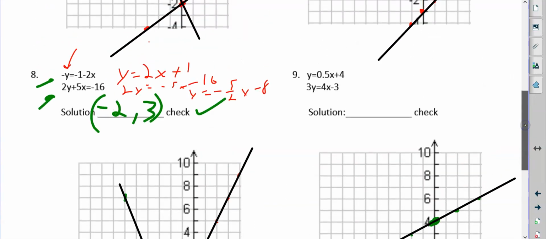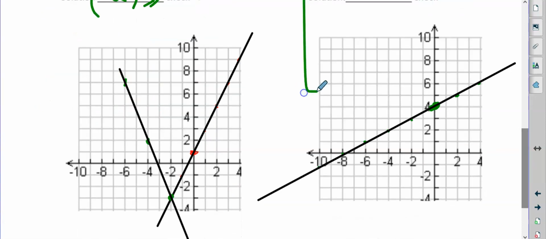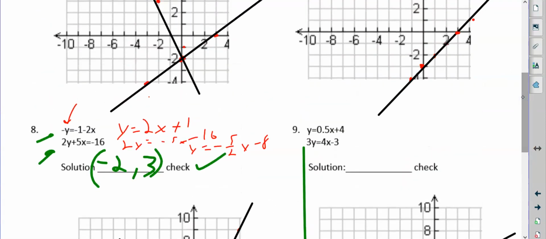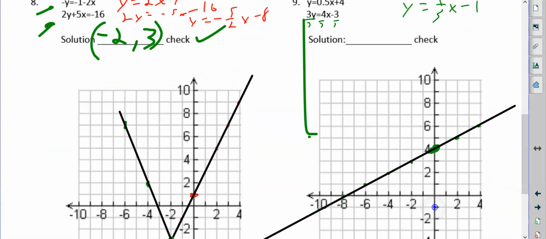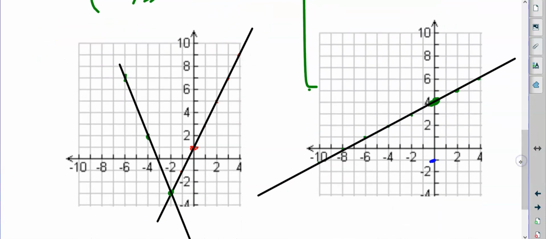And the last one, again, this is not solved. We need to divide by 3. That gives me y equals 4/3 x minus 1. So minus 1, 4/3. 1, 2, 3, 4, 1, 2, 3. 1, 2, 3, 4, 1, 2, 3.